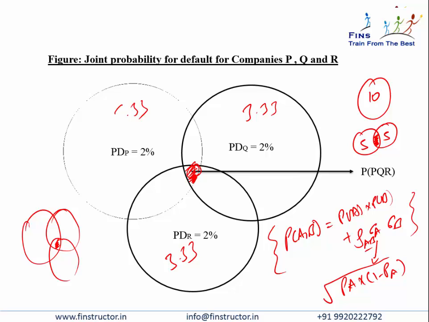So this was some basics of correlation and how correlation impacts the risk and the probability of defaults. We'll study more about correlations in the coming sessions.